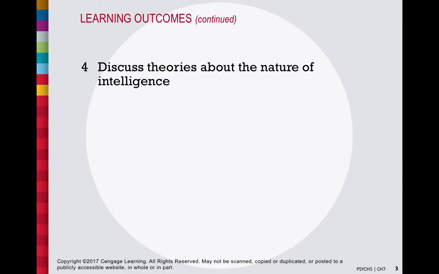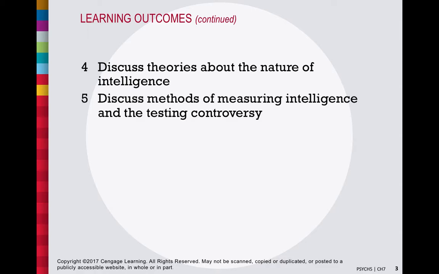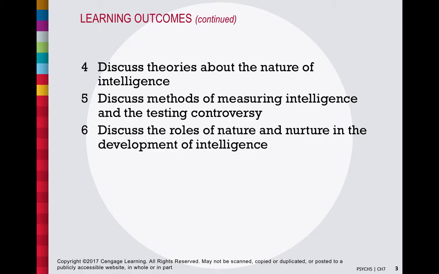We'll look at some different theories in nature of intelligence. There are a few different competing theories, whether there is a singular intelligence versus multiple intelligences. That's still sort of a big debate going on in psychology even today. We'll also look at the methods that are used for measuring intelligence, and of course, those are not free of controversy, and we'll talk about some of that as well. And finally, we'll discuss the role of nature and nurture in terms of our development of intelligence.